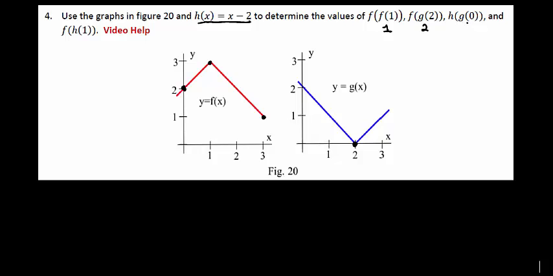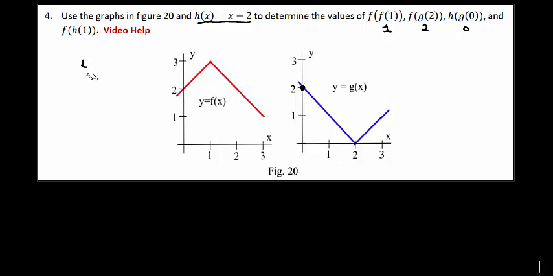Okay, let's do h of g of 0. So we're going to go ahead and plug in 0 into g first. So 0 goes into g, and we get an output of 2. So now we have h of 2. And h is defined as x minus 2, so if I plug 2 into here, I get 2 minus 2, which is 0.